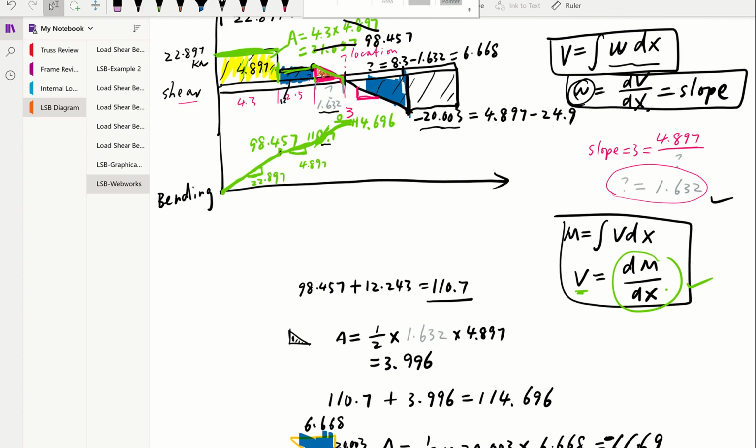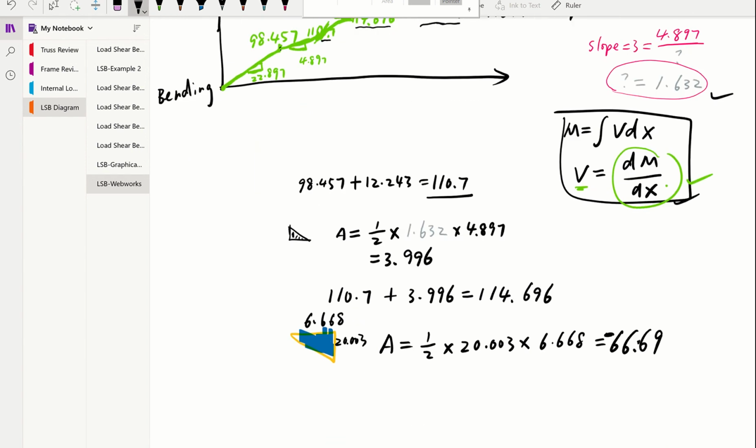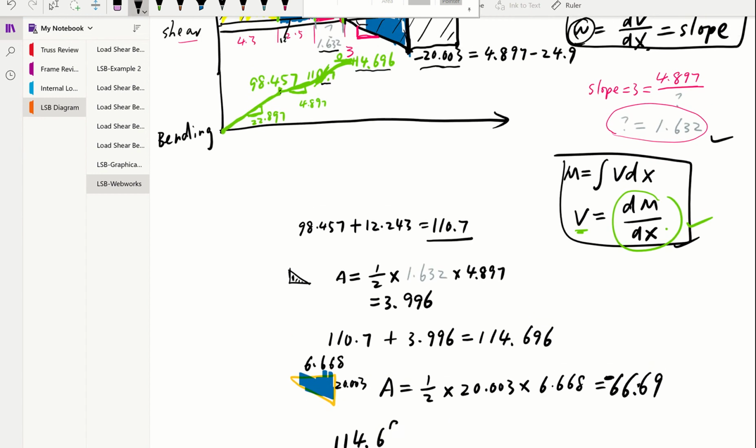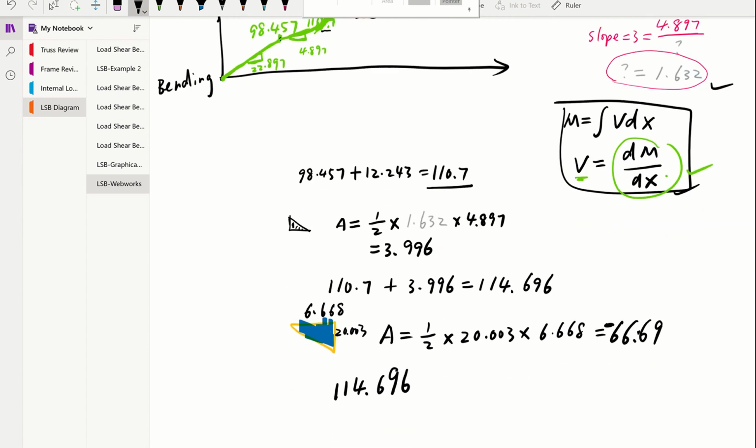So what happens is you reach 114.697 at this point when shear equals 0. Remember, when shear is equal to 0, which means the slope of the bending is equal to 0, and we learned in calculus, if that's getting to slope equal to 0, you get a maximum or minimum. So likely this is going to go down now. Why? Because you start to integrate this negative area. So start on this peak, 114.696. You are going to integrate a negative number.